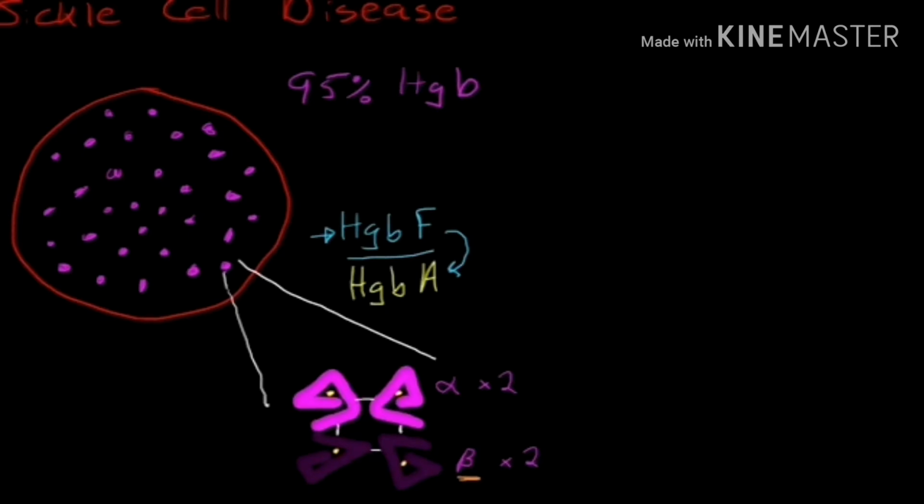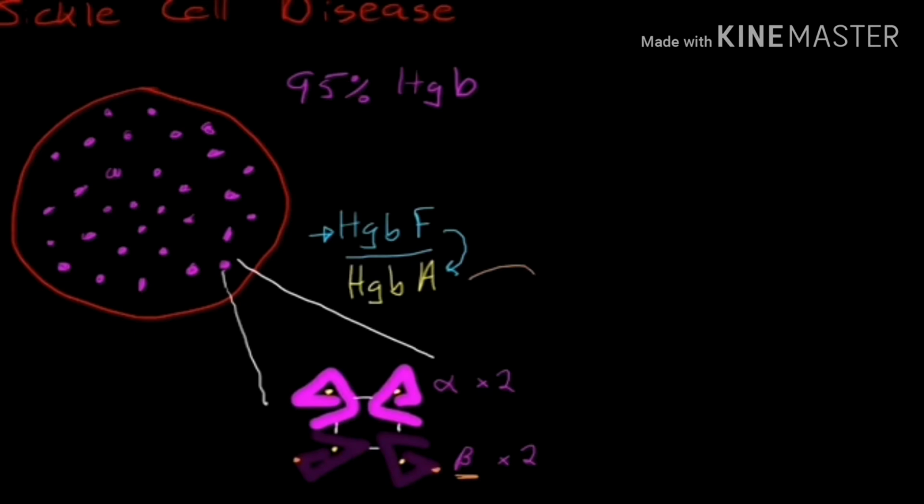There are 146 amino acids that make up this beta chain. One of them, the one in the 6th position of the beta chain, gets changed from what is normally an amino acid called glutamate to valine. This one tiny change of one of the 146 amino acids in hemoglobin A changes it into what we call hemoglobin S, and the S stands for sickling.